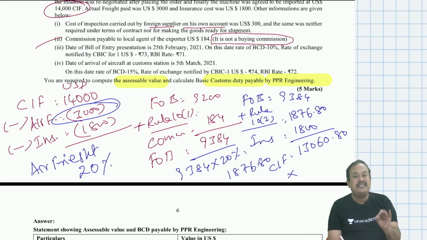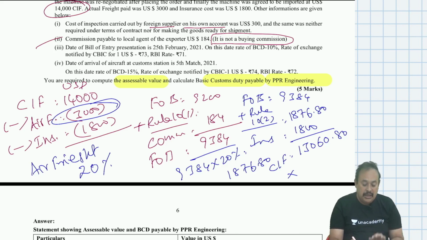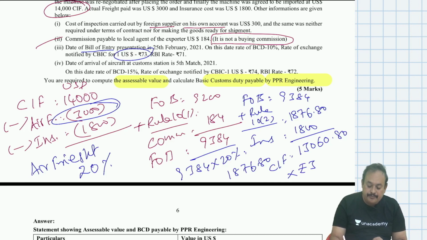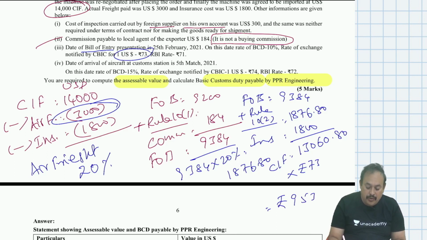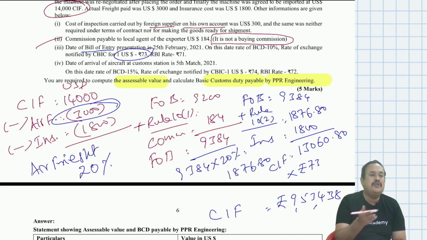Exchange rate of the CBIC at the time of submission of the bill of entry. At the time of submission of bill of entry, exchange rate of the CBIC $1 equal to 73 rupees. That is relevant. Thereby you get Indian rupees value multiplied by 73 rupees, which is 9,53,438. 9,53,438 is our CIF value in Indian rupees, on which you apply BCD.